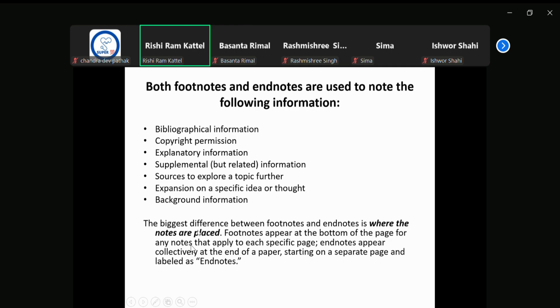That is the only difference. Footnotes appear at the bottom of the page for any notes that apply to each specific page. Endnotes appear collectively at the end of the paper. They start on a separate page and are labelled as endnotes. These are the key differences. The place is different, but the purpose is the same.